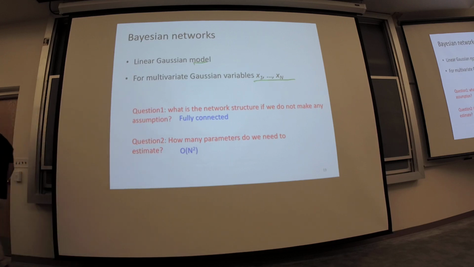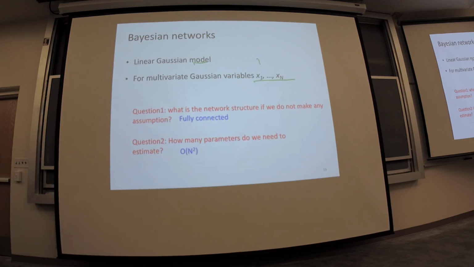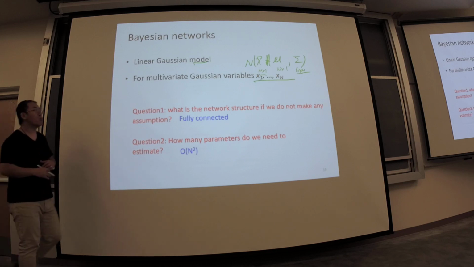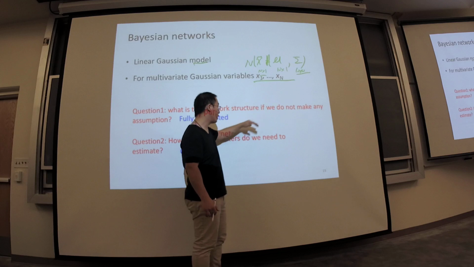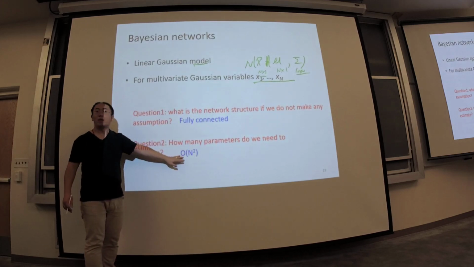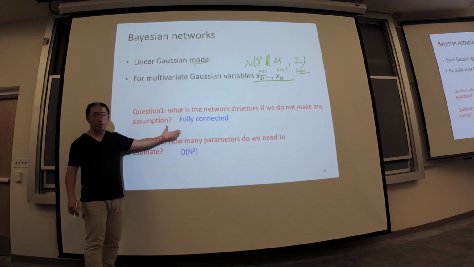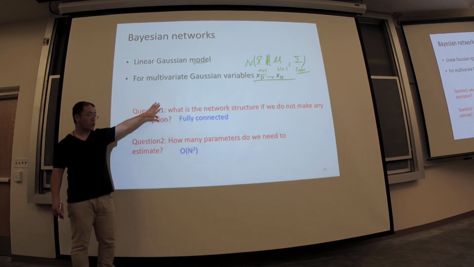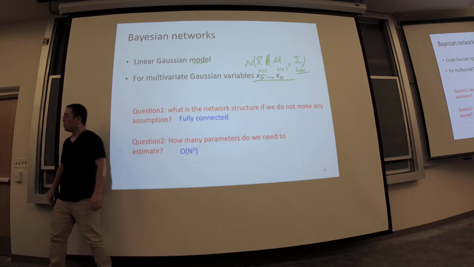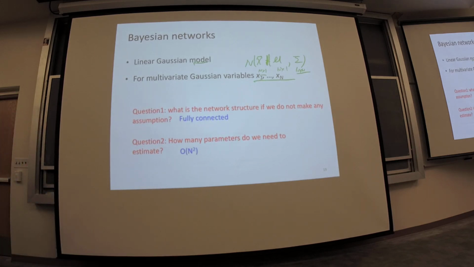So a multivariate Gaussian distribution is determined by what? By a mean vector and a covariance matrix, right? Your mean vector will be n by 1, and the covariance is n by n. So if we do not put any assumption on the relationship between those random variables, we need to estimate on the order of n squared parameters, and you can represent it as a Bayesian network that is fully connected. As we mentioned, this is not good.